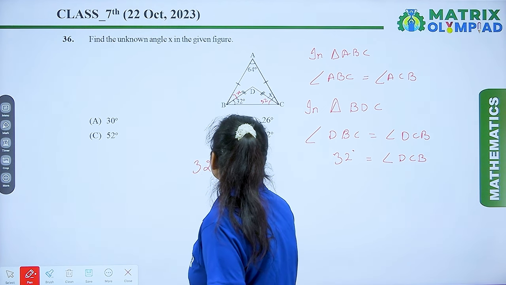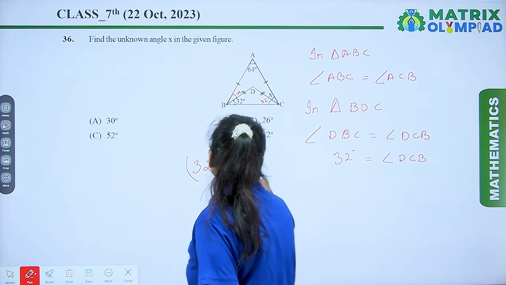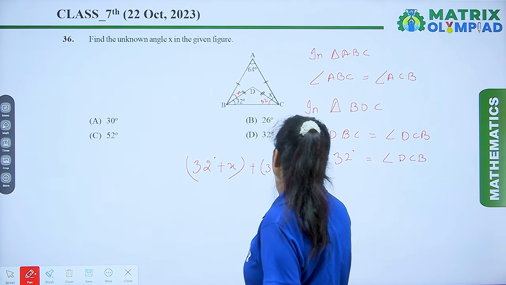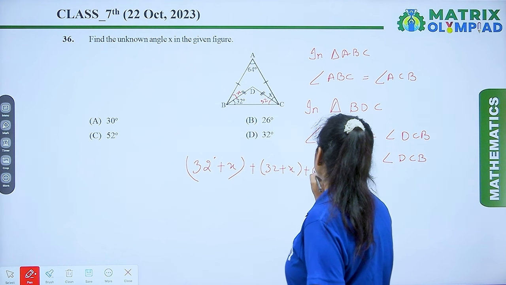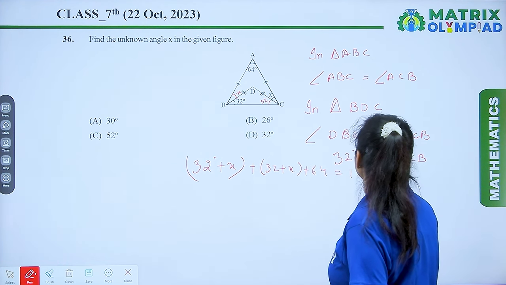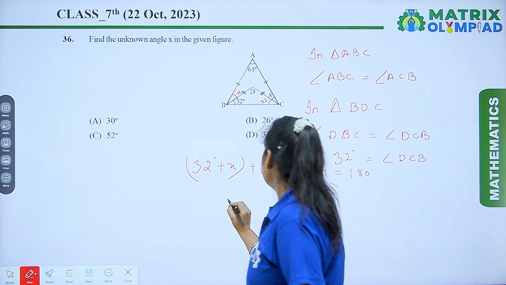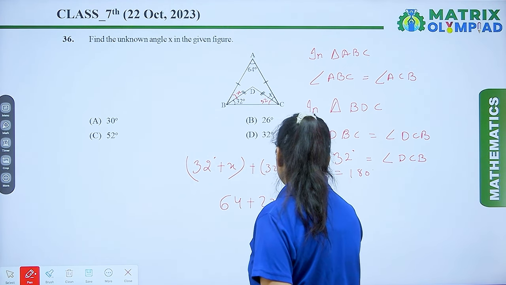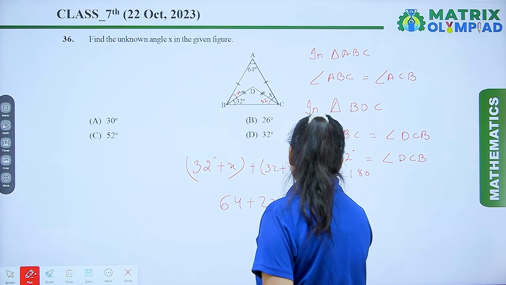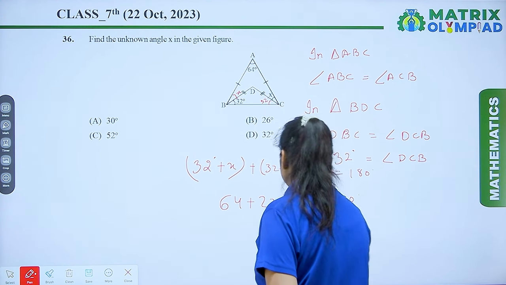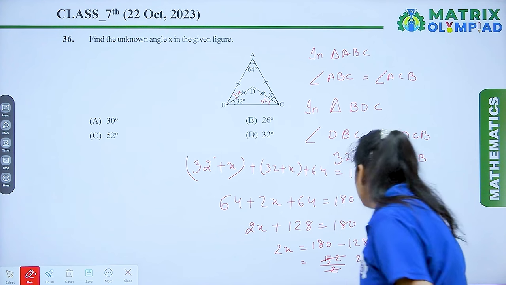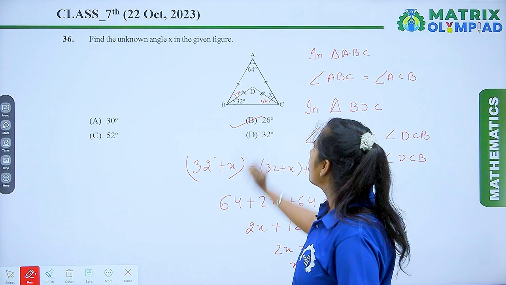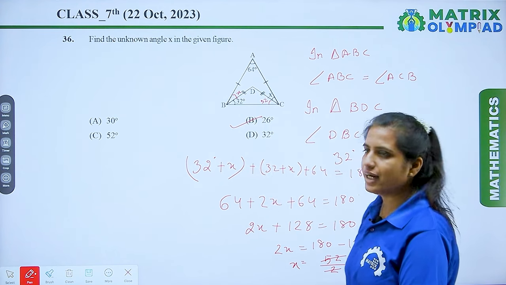Using the angle sum property, we get 32 plus x plus 32 plus x plus 64 is equal to 180 degrees. So 64 plus 2x plus 64 equals 180. Here the value of x is 26 degrees. Option B is the correct answer.